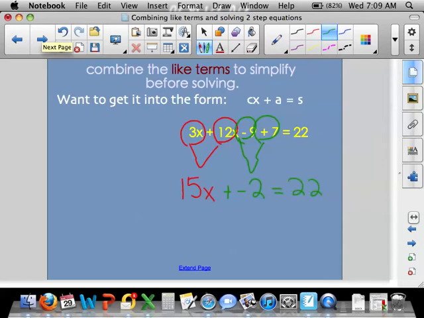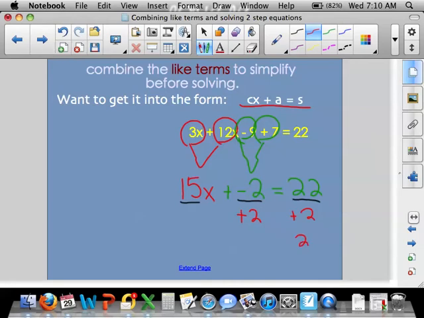And notice that we did put it in this form of cx plus a equals s. So c being the coefficient is 15, x the variable, and a is the addend, which is negative 2, and 22 is the solution. Now if we wanted to solve this one, we would add the opposite of the addend.